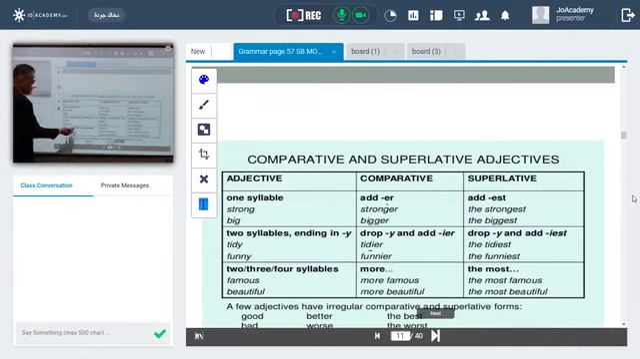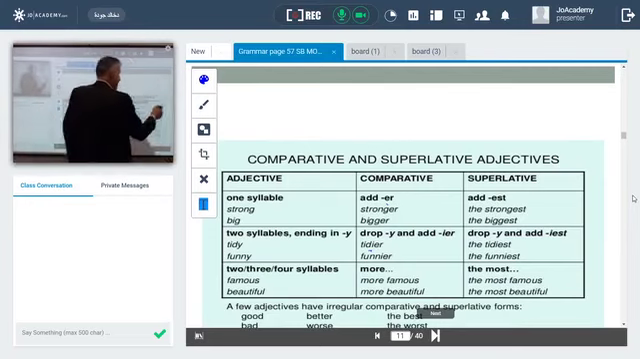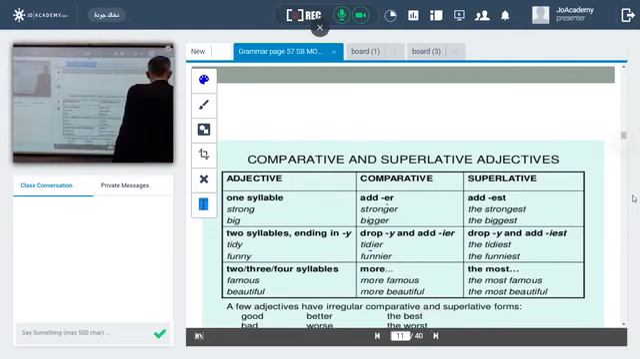If we have adjectives of two, three or four syllables, here we need to add, as I told you, more. So here we have famous, beautiful. We need to put more famous and more beautiful. More famous and more beautiful. We have also, let's see.